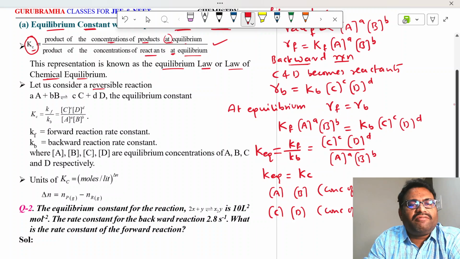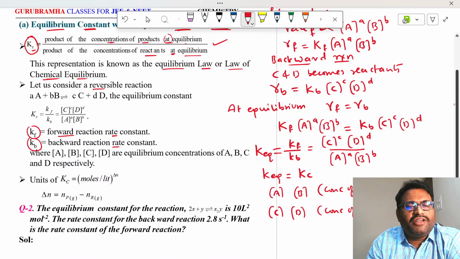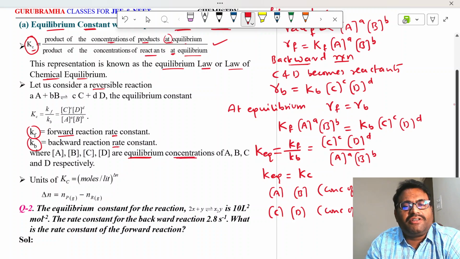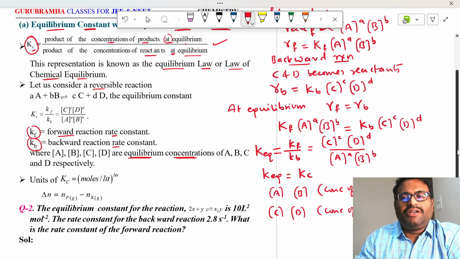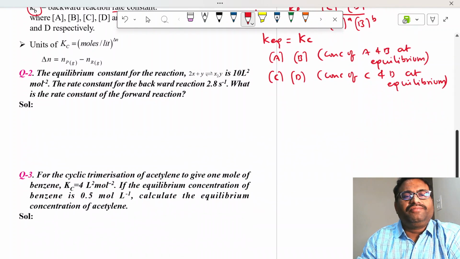Let us consider a reversible reaction, the same reaction which we have seen here. What is Kf? Rate constant for the forward reaction, and what is Kb? Rate constant for the backward reaction. And the concentrations of A, B, C, D are equilibrium concentrations, that means concentrations at the equilibrium state.